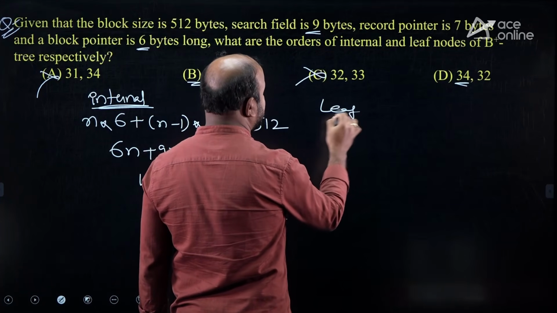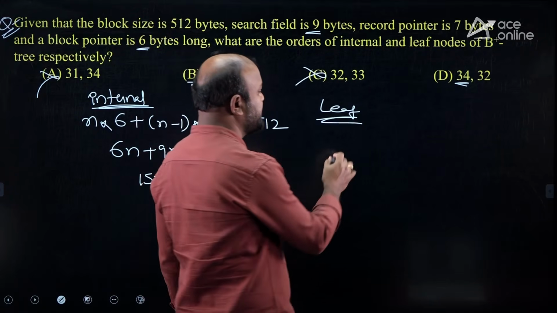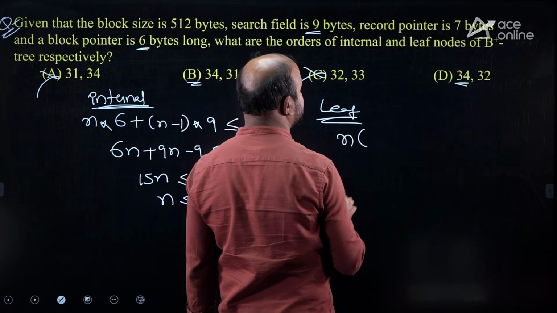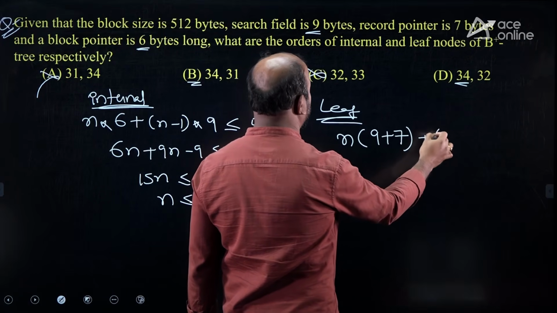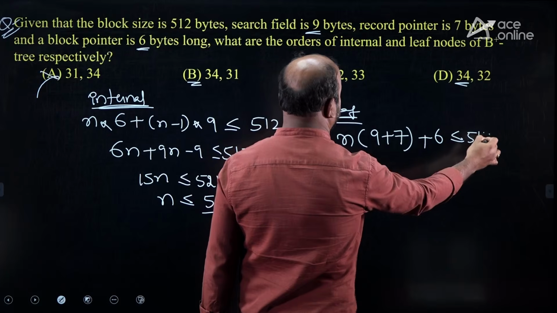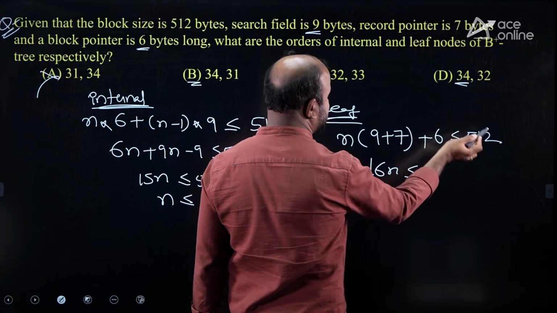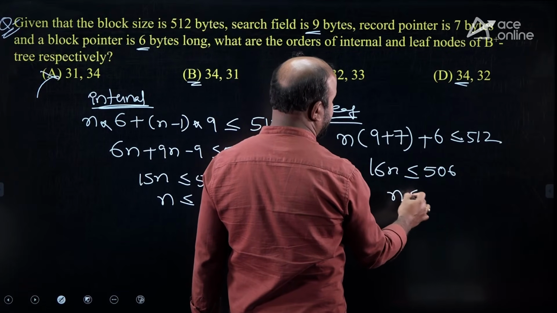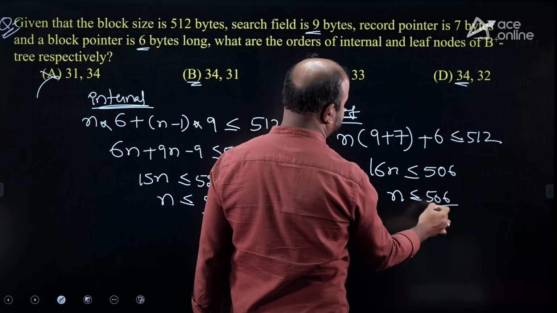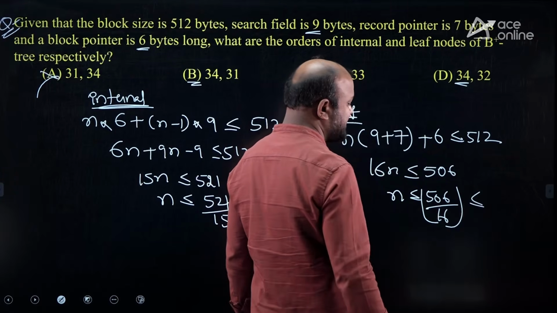What should a leaf node contain? Remember this. A leaf node contains n keys plus n record pointers and 1 block pointer, which should be less than or equal to 512. That is 16 times n plus 6, so minus 6 gives 506. So n is less than or equal to 506 by 16. We have to take the lower bound, because it is less than or equal.